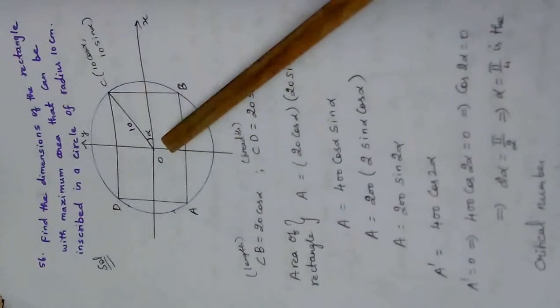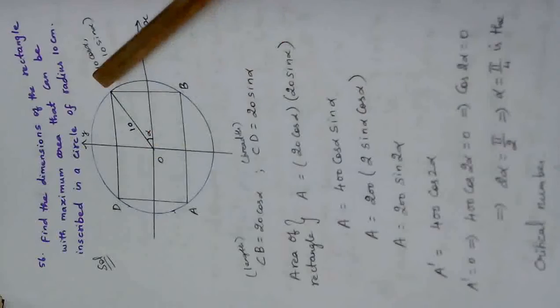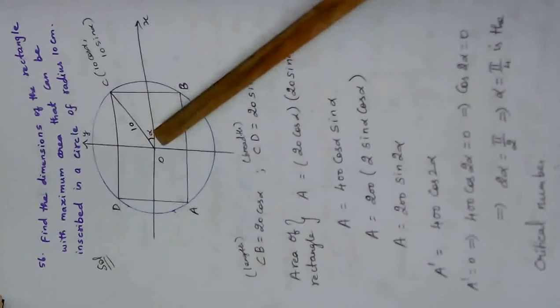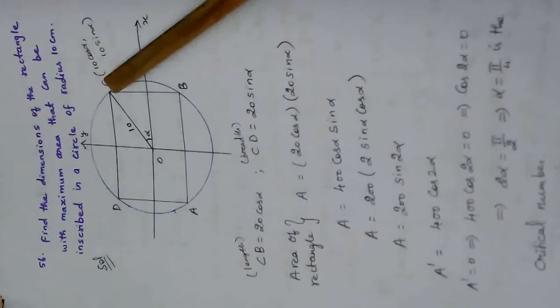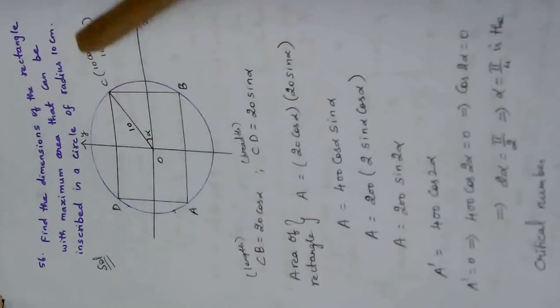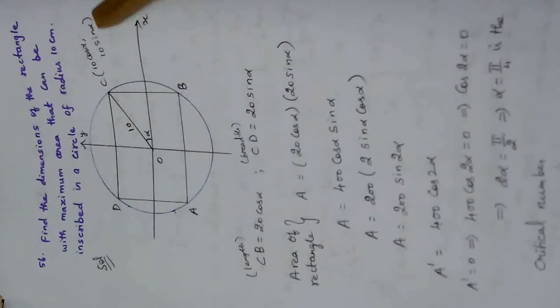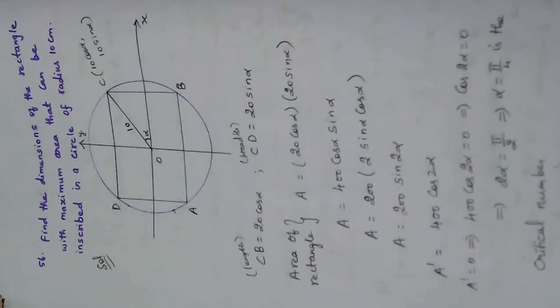ABCD is the rectangle, O is the origin, with the x-axis and y-axis. Clearly OC is called a radius whose length is 10. We have marked this angle as alpha so that we can easily point out what C is. Since this angle is alpha and this length is 10, this point automatically becomes 10 cos alpha, 10 sin alpha. You know very well how it is, using Pythagoras theorem, by taking sin theta and cos theta.